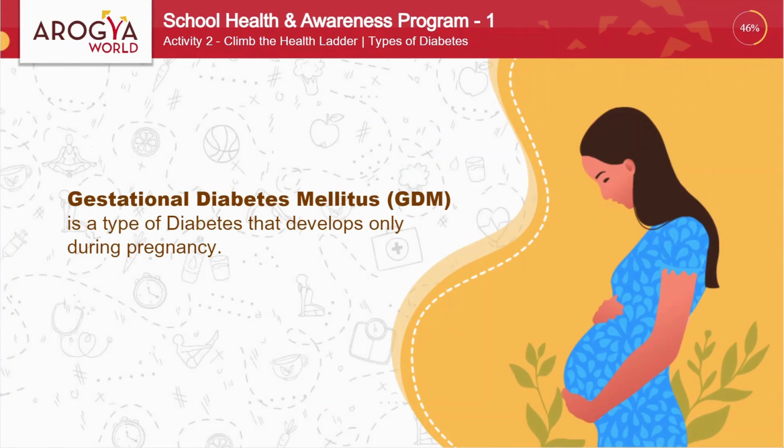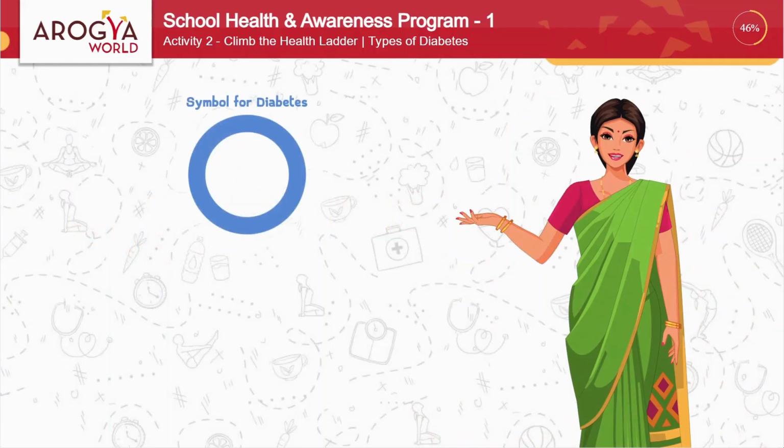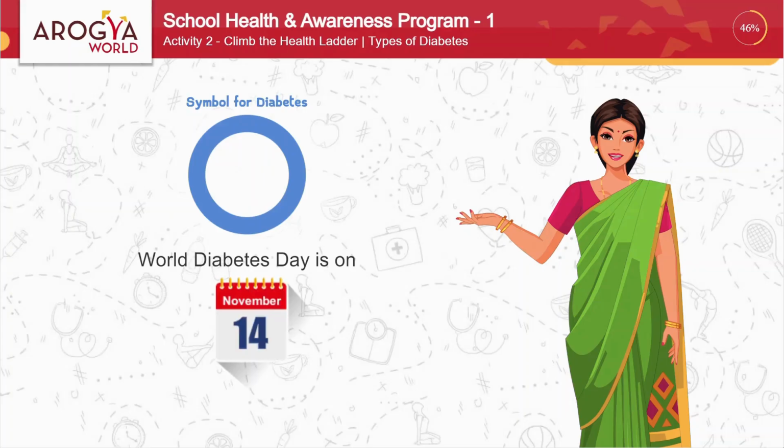Gestational diabetes mellitus, GDM, is a type of diabetes that develops only during pregnancy. World Diabetes Day is on November 14th every year.